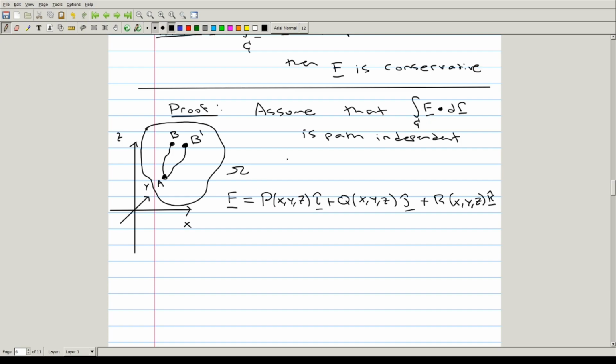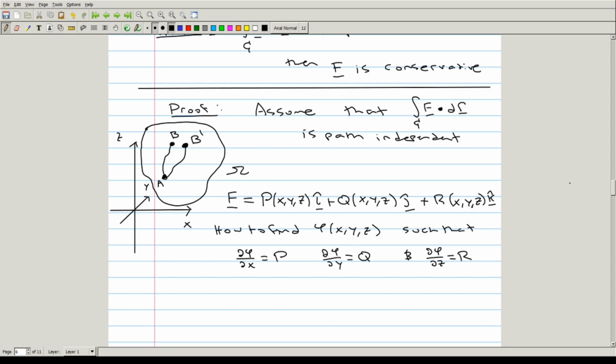And the question is how to find a suitable scalar function phi such that d phi dx is equal to the function p, d phi dy is equal to the function q, and d phi dz is equal to the function r.